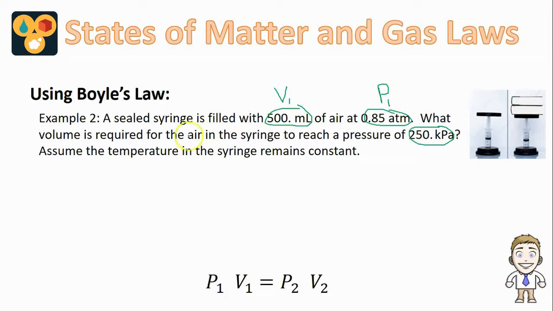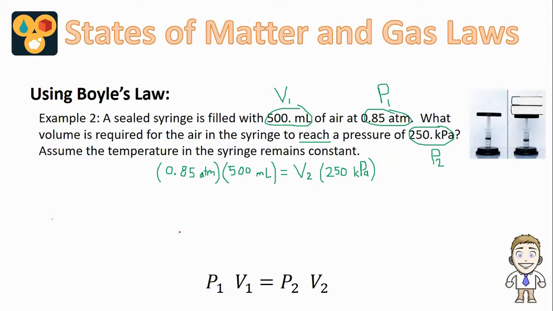It then says what volume is required for the syringe to reach. So now I've confirmed that these two numbers were the initial quantities because it says to reach a pressure. So this pressure is the new pressure after we change the volume, so I know that this one is a P2. Now with those variables labeled, I can plug them into the equation like you see here.